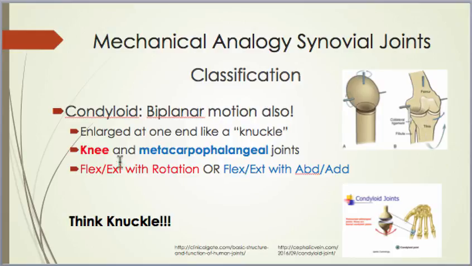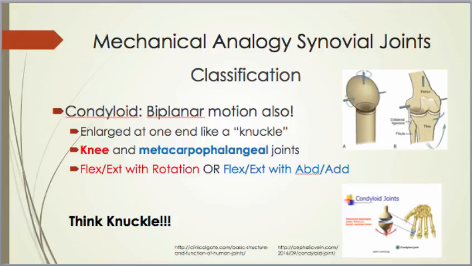So we have the knee, we get flexion extension with a little bit of what? Internal or external rotation as we go into terminal knee extension. Do you recall? It's lateral rotation. And when we go into flexion, we get essentially a medial rotation of the tibia on the femur. In the metacarpal phalangeal joints in the hand, we get flexion extension and some abduction adduction using our lumbricals.